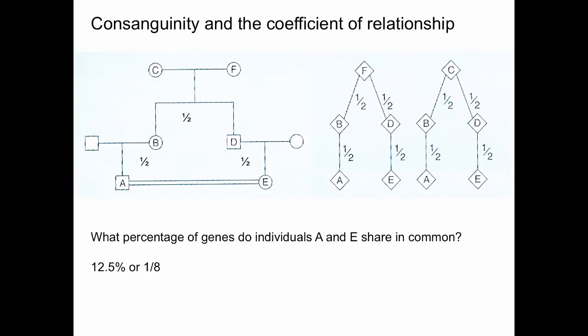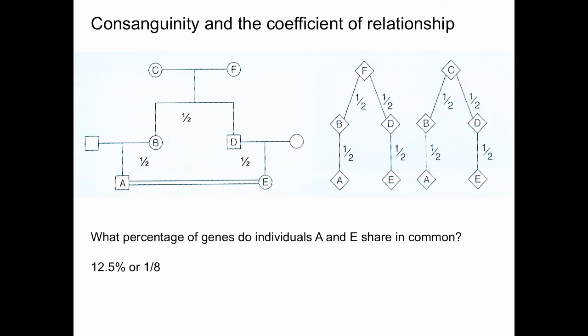So what did I do? I'm looking at the coefficient of relationship. Sometimes you can talk about consanguinity and the coefficient of relationship. But if you want to know what percentage of genes the individuals share in common, one way to do it is to just draw these direct connections through the family tree from one person to the other, going through the related people. So from this person to that person, half of the genes are in common. From this person to that person, half of the genes are in common. From that person to that person, half of the genes are in common. That's the simple way to do it.